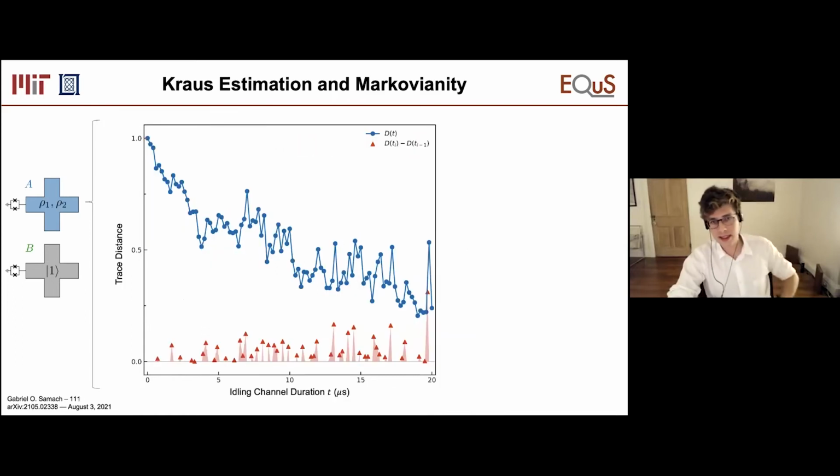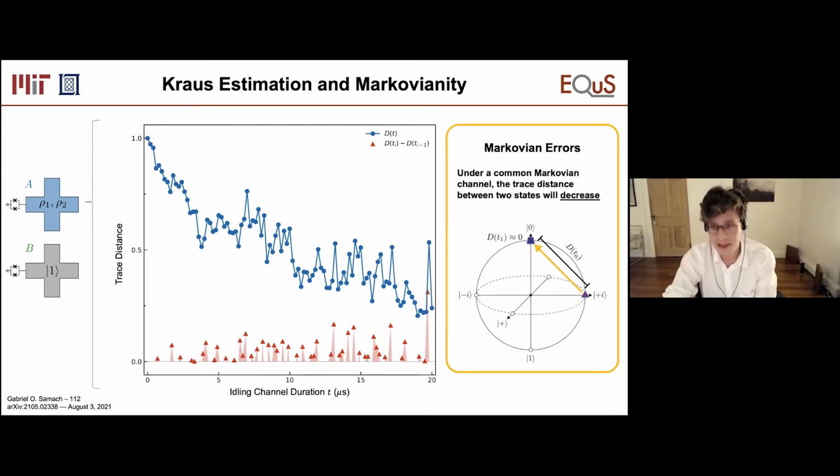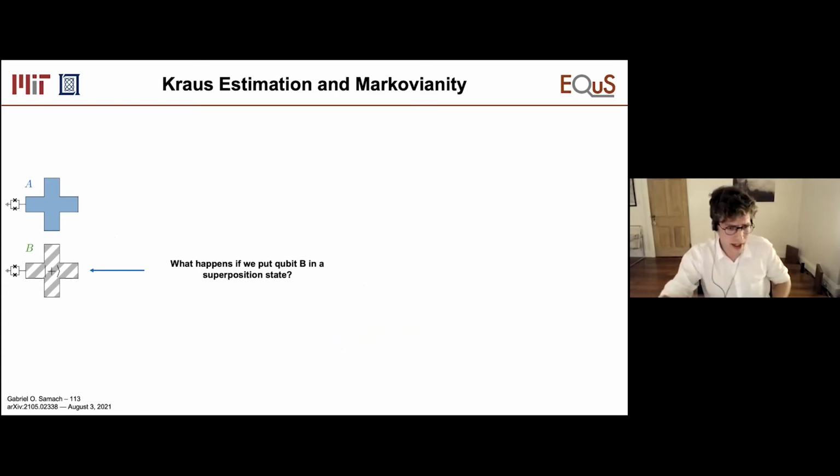If we repeat this and look at this Markovianity metric, we find that again, for combinations of initial states on qubit A, we get this monotonic decrease in the trace distance. And once again, this is consistent with what we're calling these Markovian errors. Okay, what happens now if we put qubit B into a superposition state? And what we get is actually a much more interesting measurement.